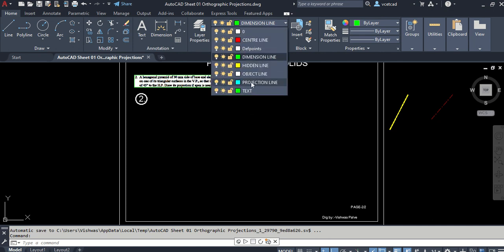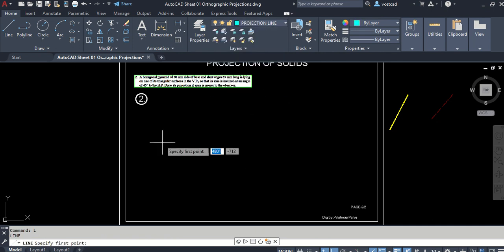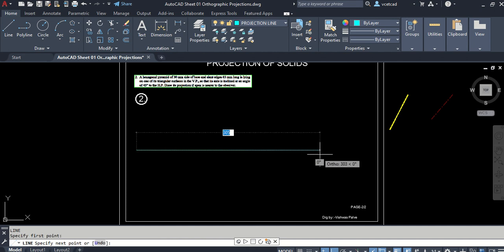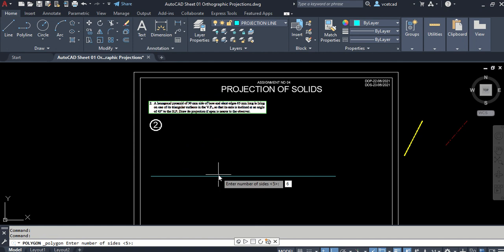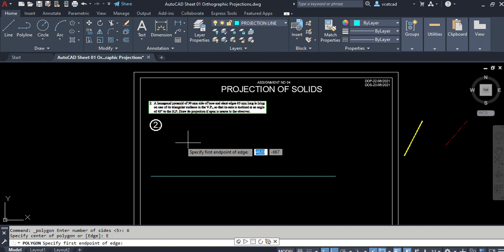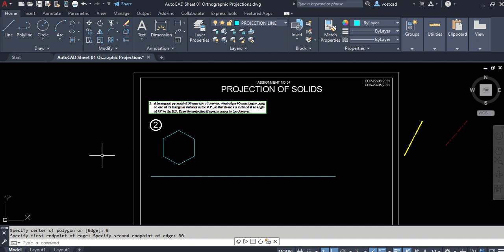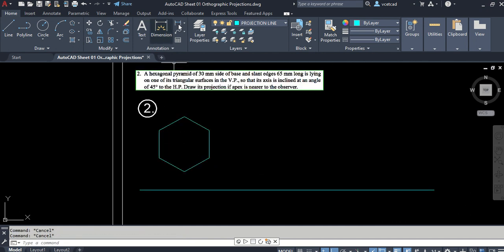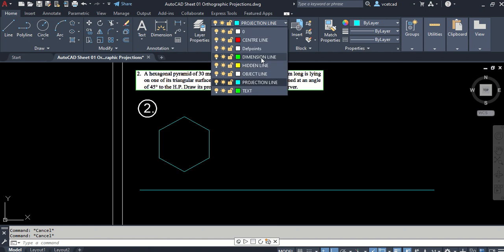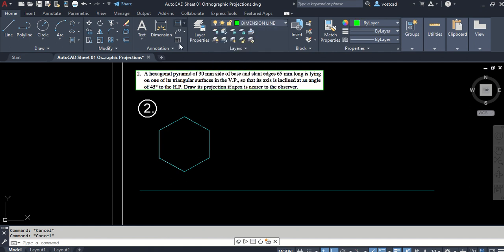So first we'll draw the XY line. Here the object is resting on the vertical plane. The number of sides is 6, and it has to be rested on one of its edges. So with a side of 30 millimeter, the object has been drawn. Now let us check the dimensions: side 30 millimeter.